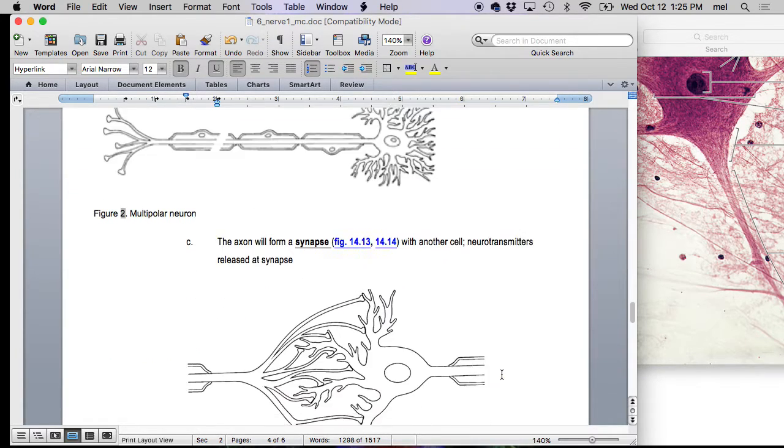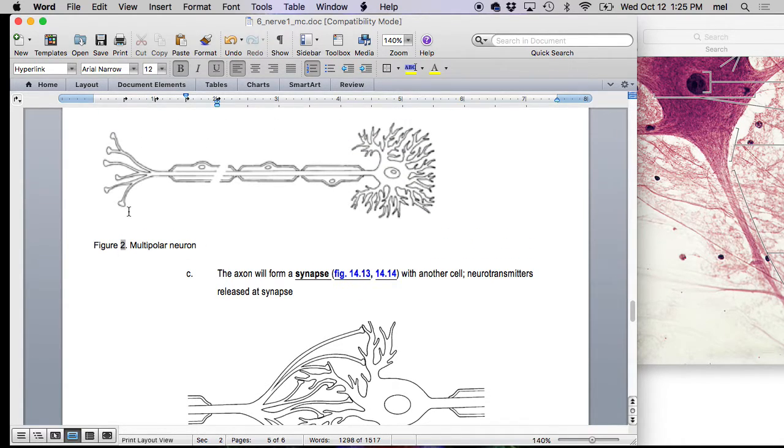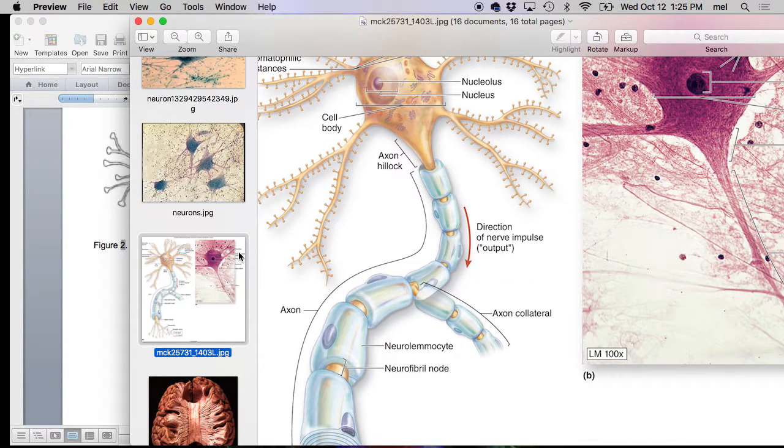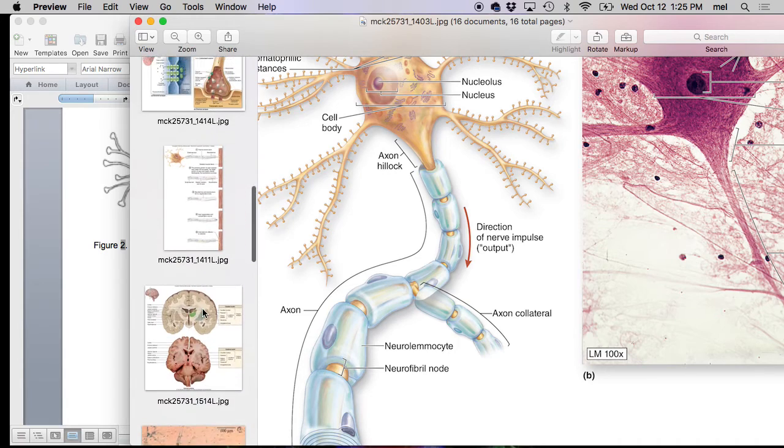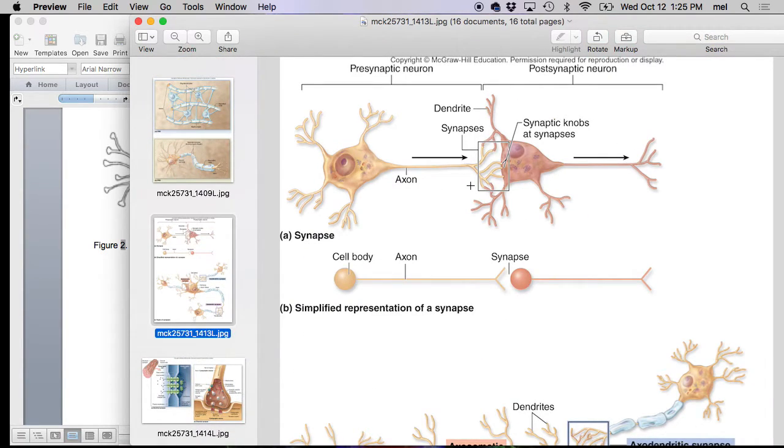So what happens when you get to the end of the axon? When you get to the end of the axon, of course, you are here at these guys, right? The synaptic knobs. And we know basically what the synaptic knobs are going to do. Structurally, they are going to form a synapse. So what is a synapse? A synapse is the site of communication between a neuron and another cell.